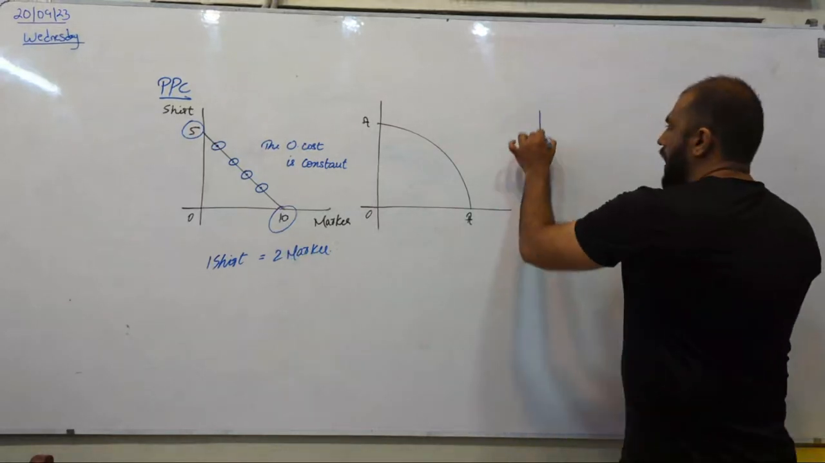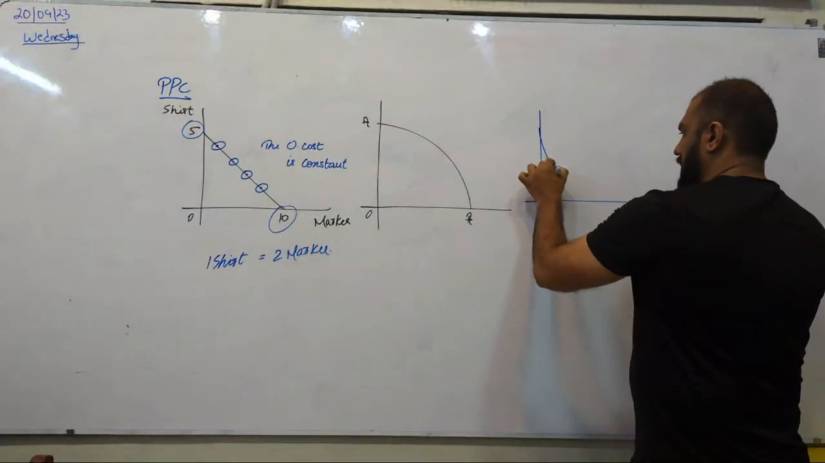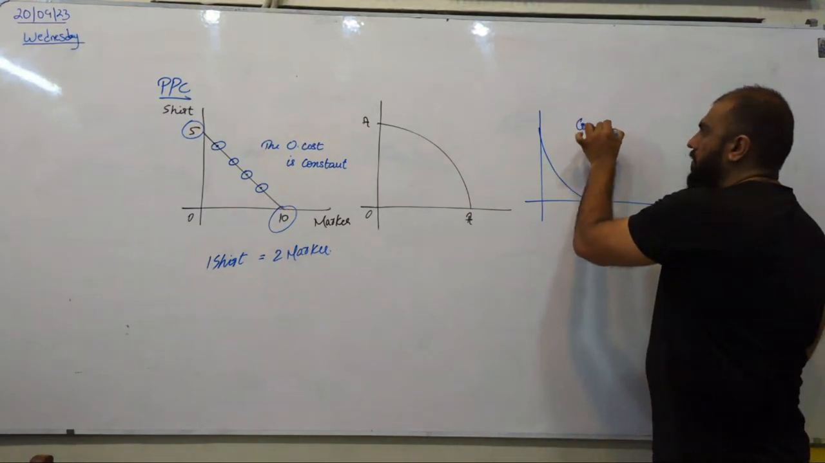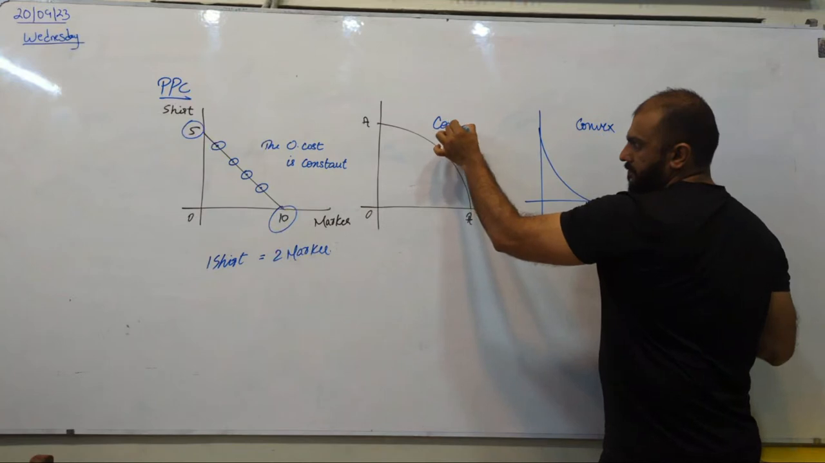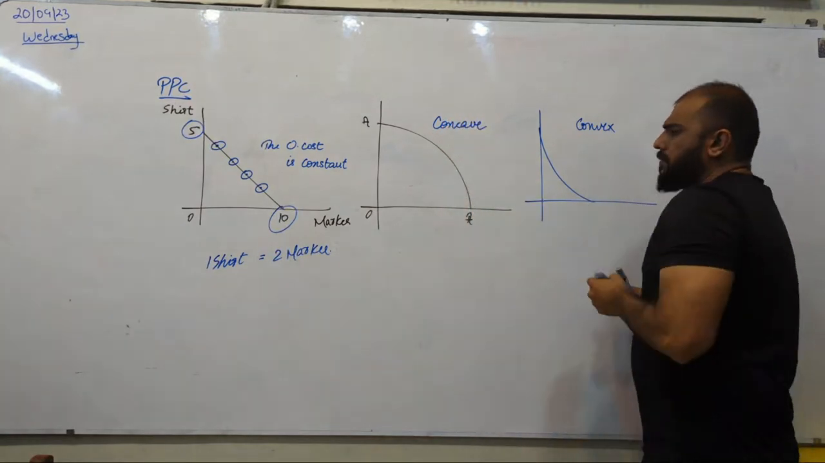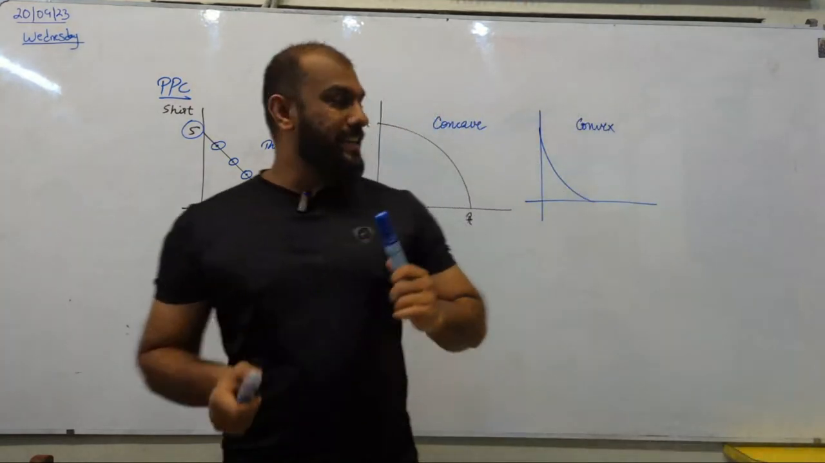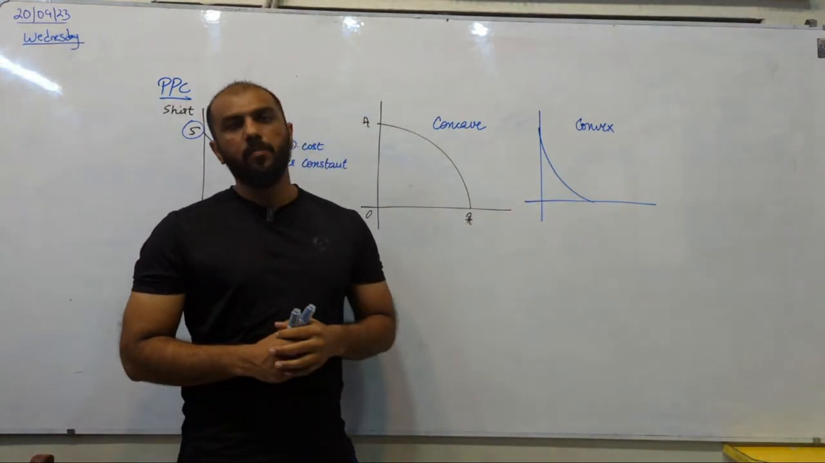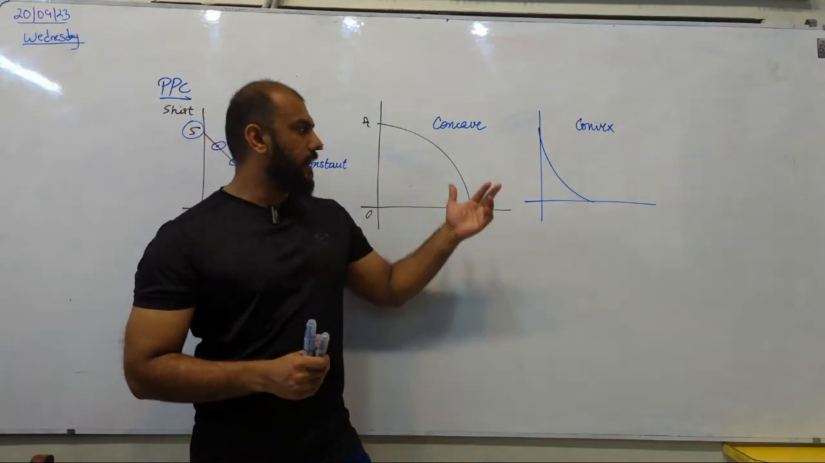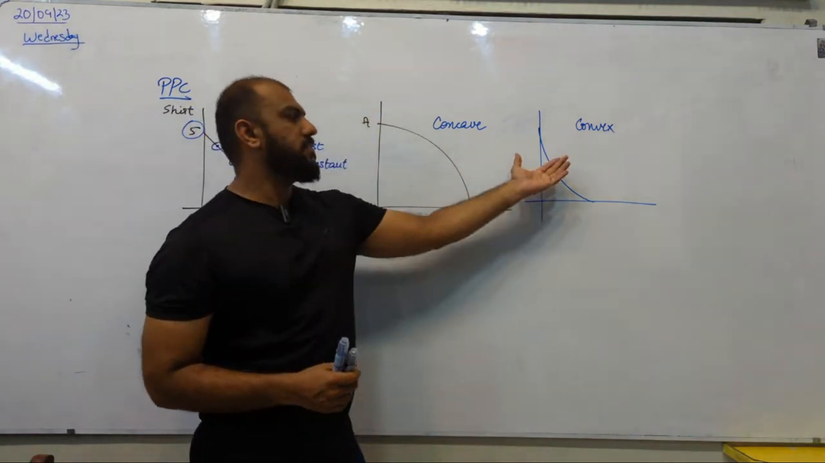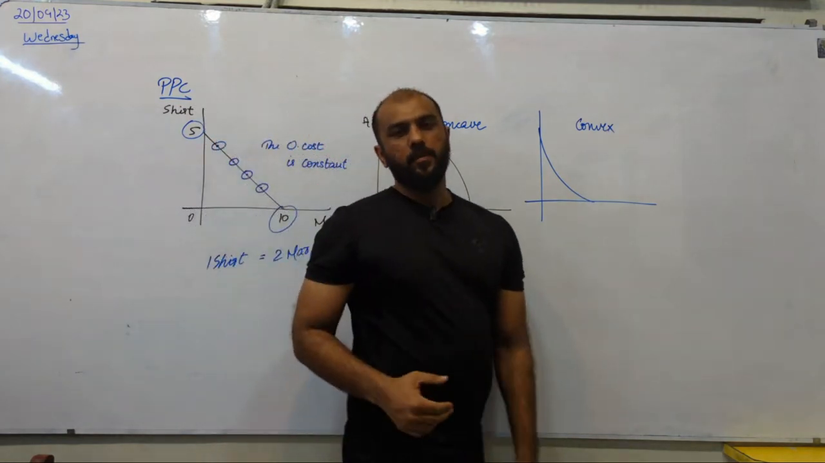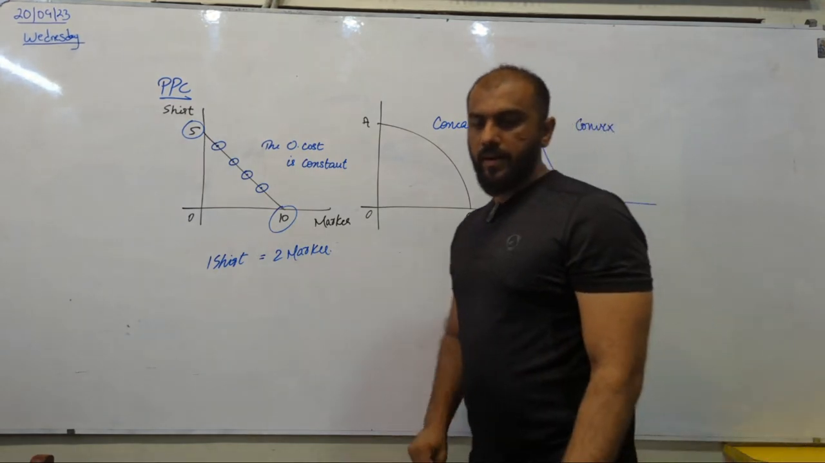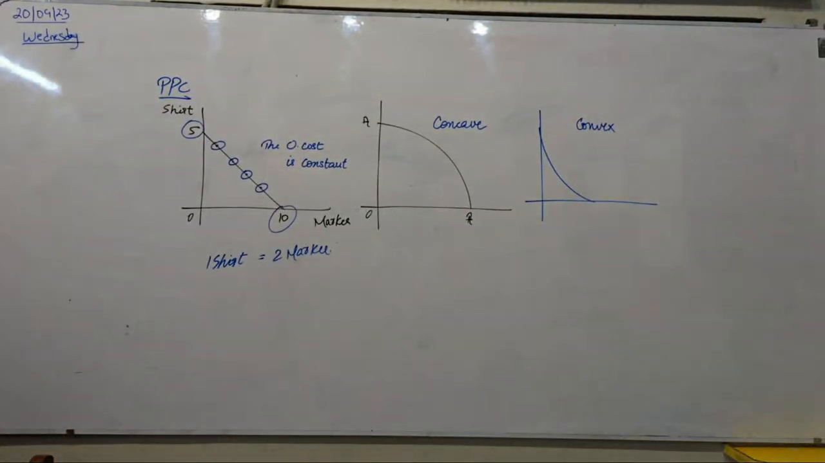We have a third shape of PPC. This is basically convex to the origin. What do you mean by convex to the origin? It is bowed inwards towards the origin. And this means that your opportunity cost is decreasing as you move down the curve. And this is not practical. So in your papers, you can either make a straight line or you can make a concave curve. Right? If you want, you can just pause the video and copy it.